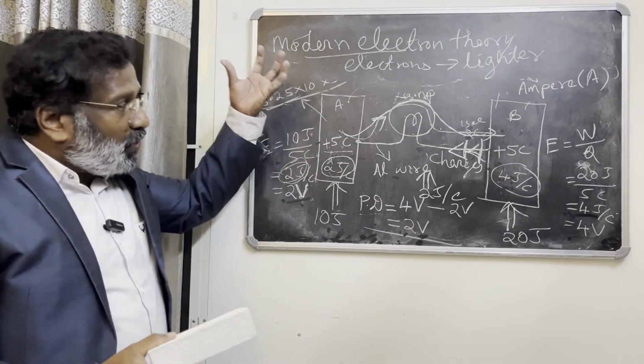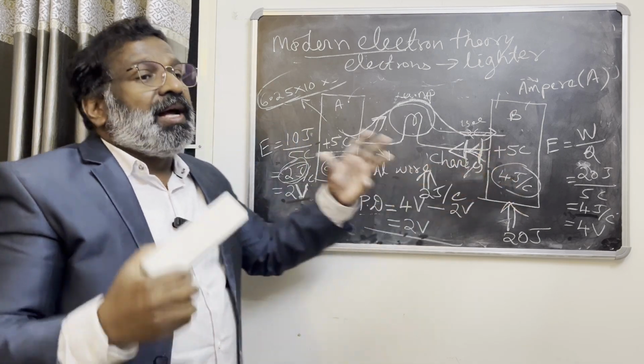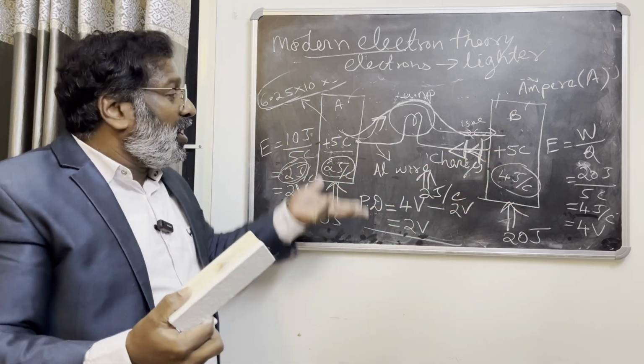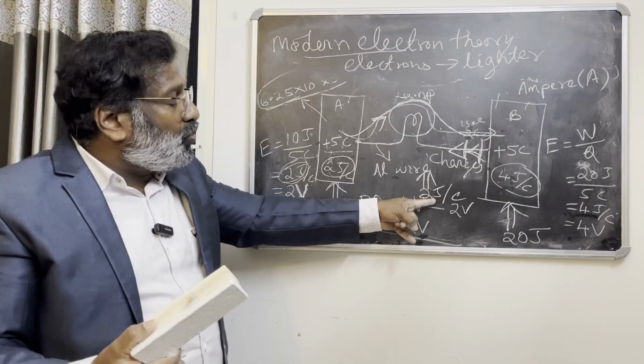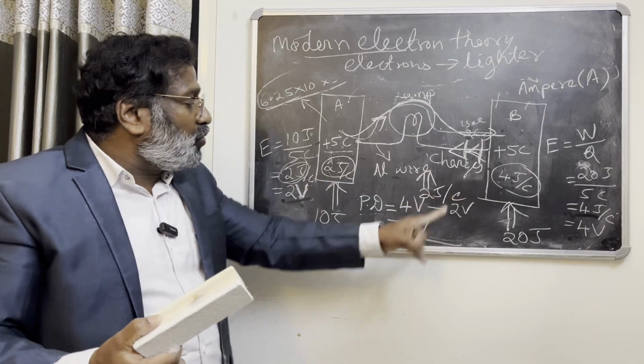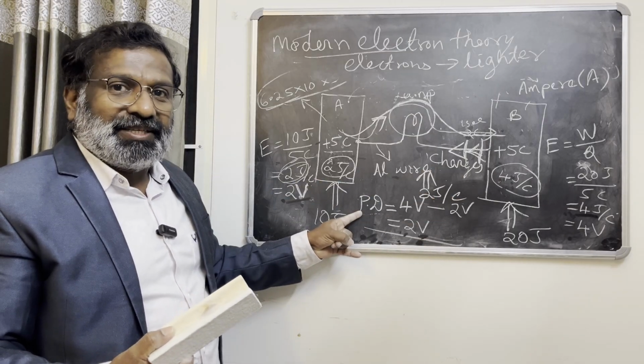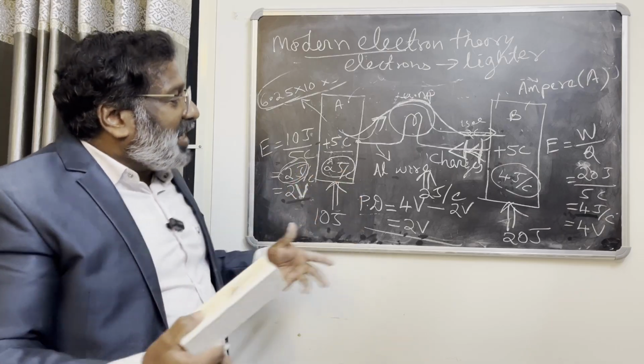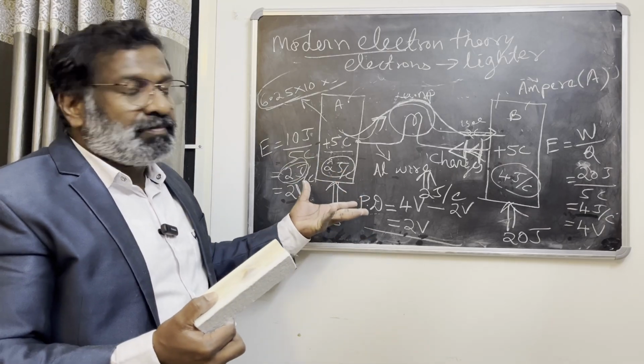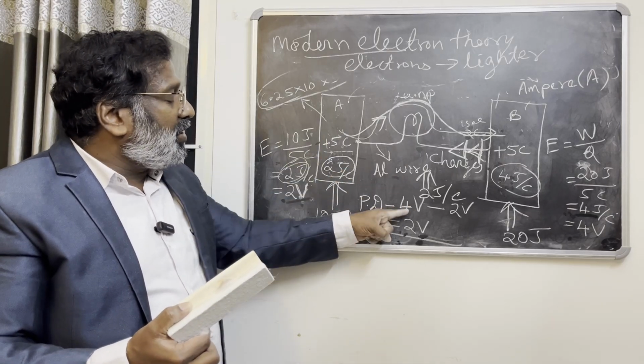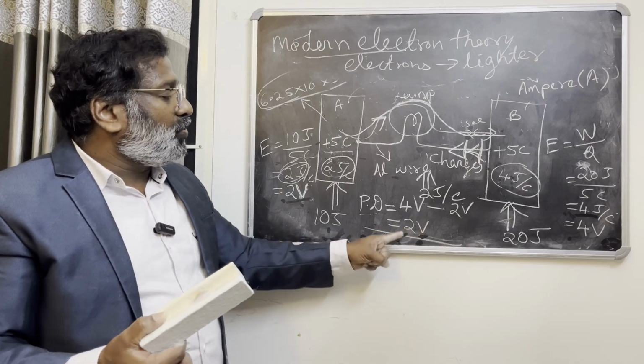So if I want to move electrons from lower to higher potential, I have to give extra energy. How much energy? I am giving 2 joules of energy per coulomb. What is that 2 joules per coulomb? It is equal to potential difference. Okay. So the extra energy I have to give per coulomb is equal to the potential difference, 2 joules per coulomb.